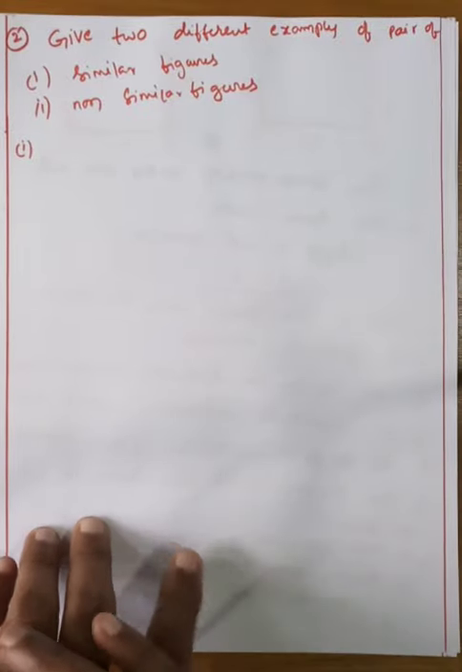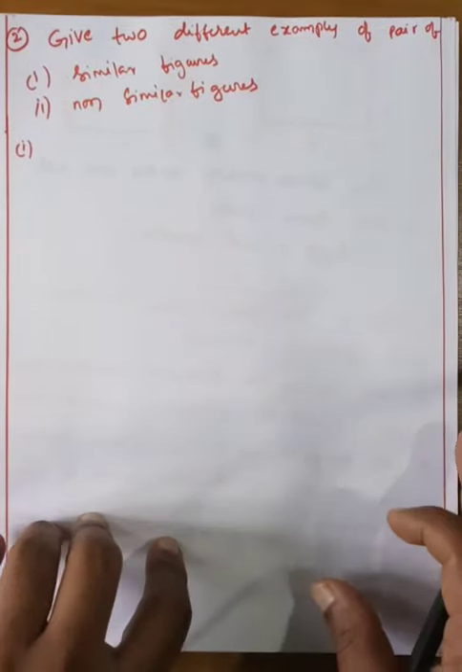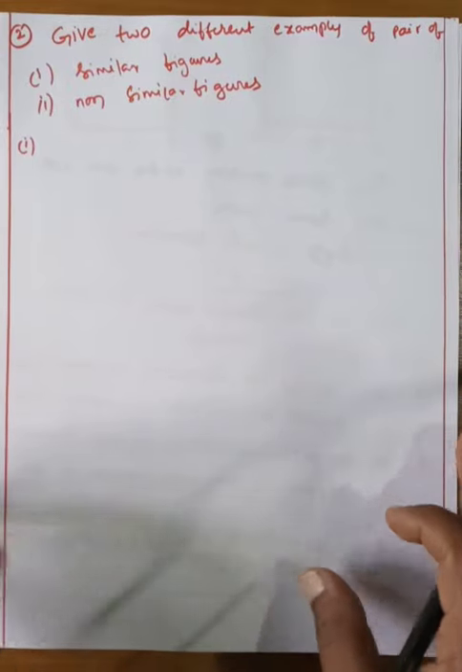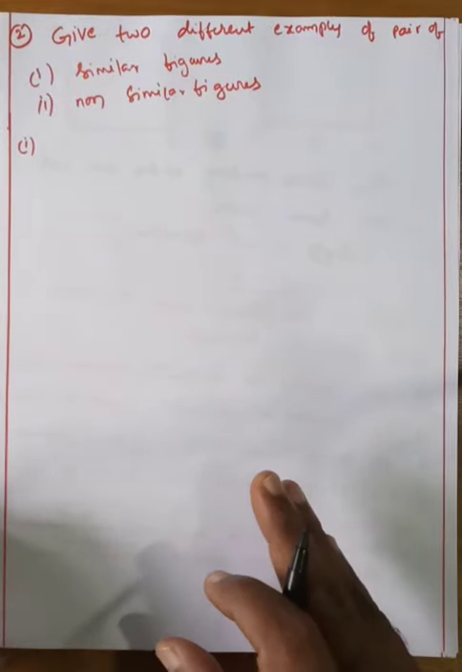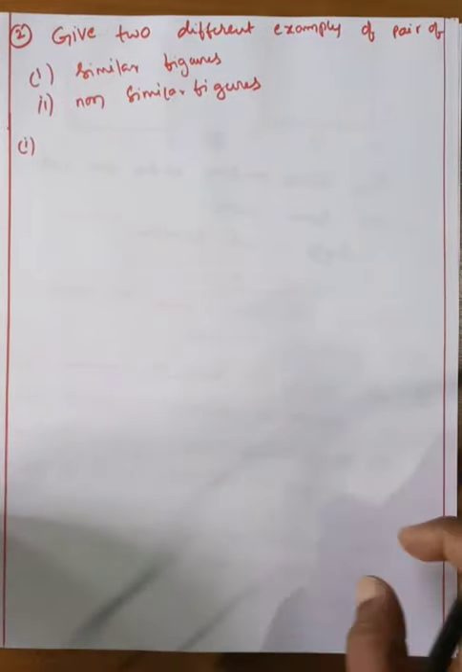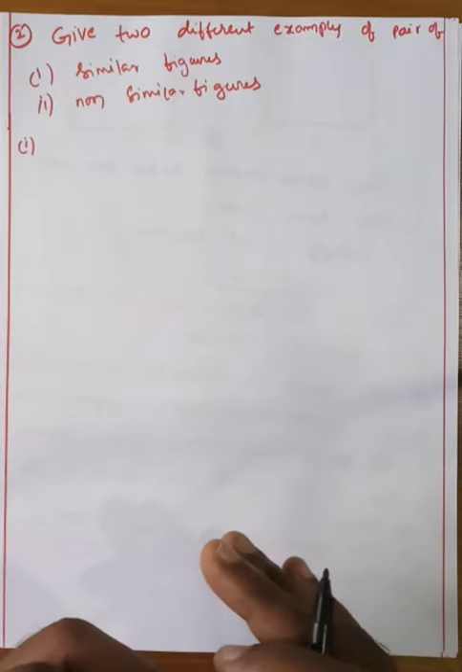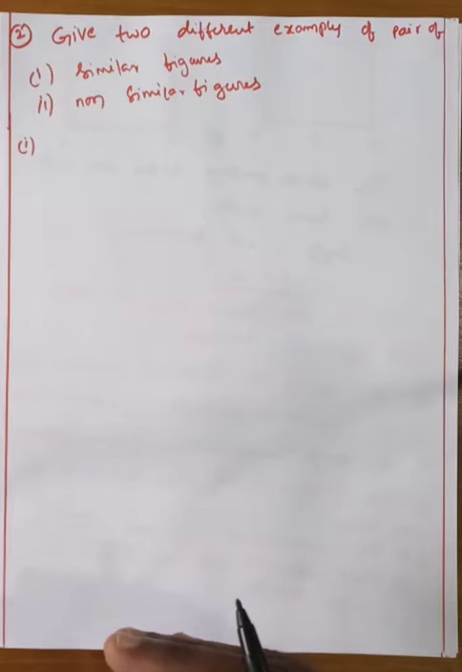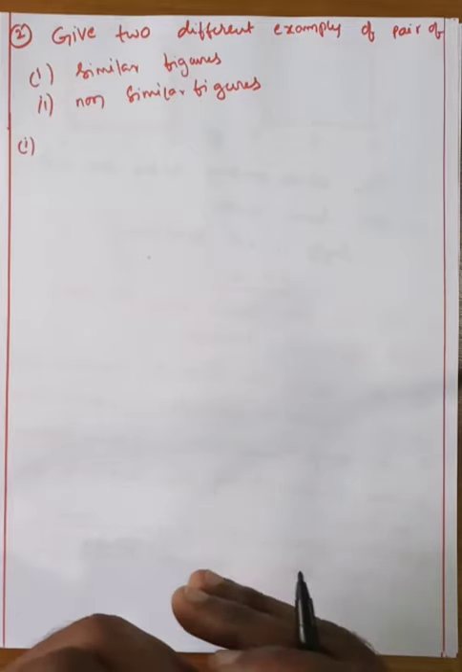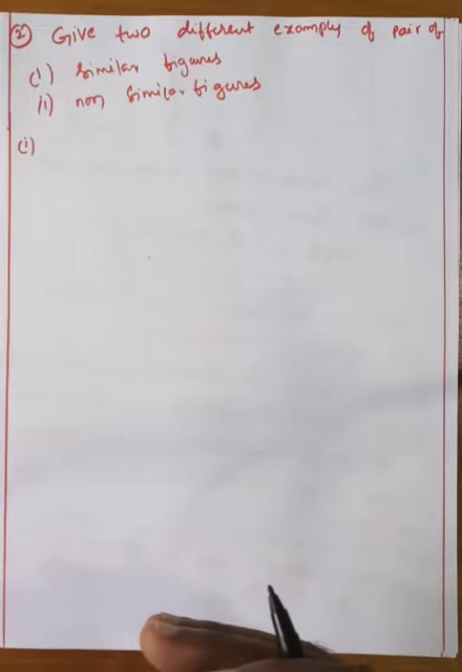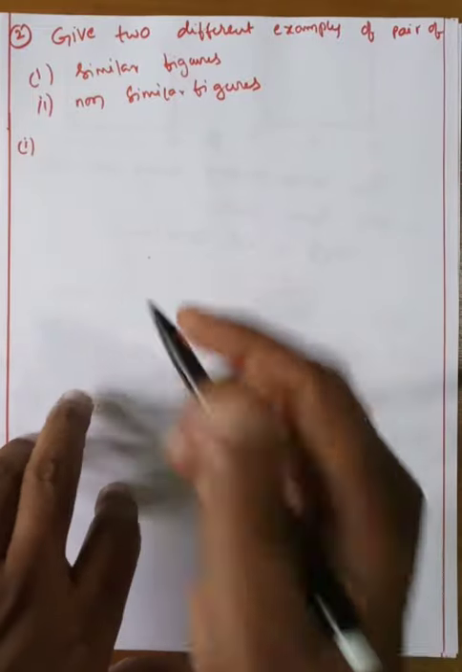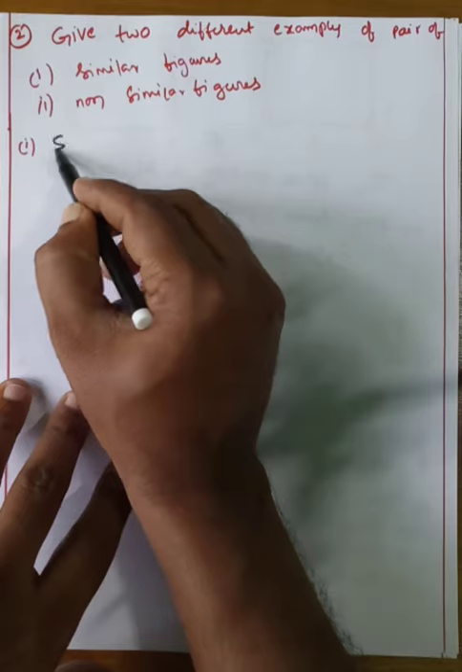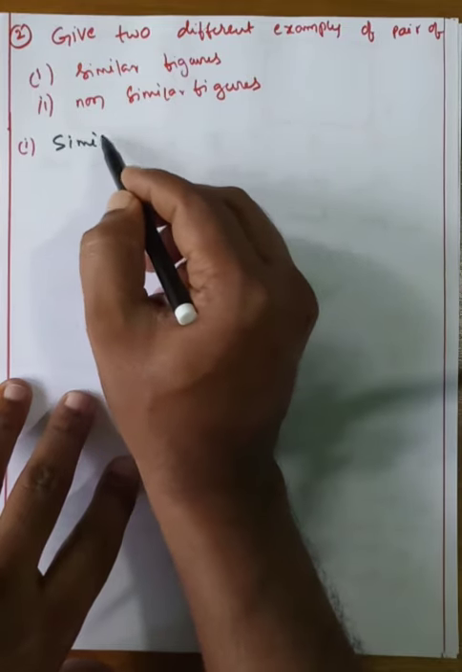Okay, my dear students, going to the second question. Give two different examples of a pair of similar figures. Tell me similar figure examples. The pair of circles are similar figures. They have different radii. Next, a pair of squares are similar figures. What are the examples of similar figures?